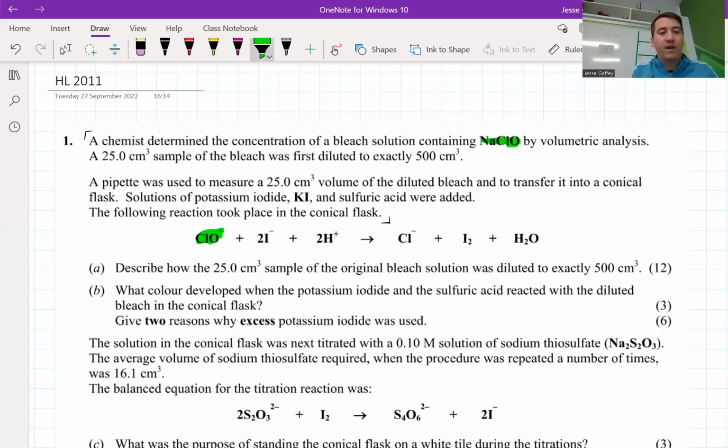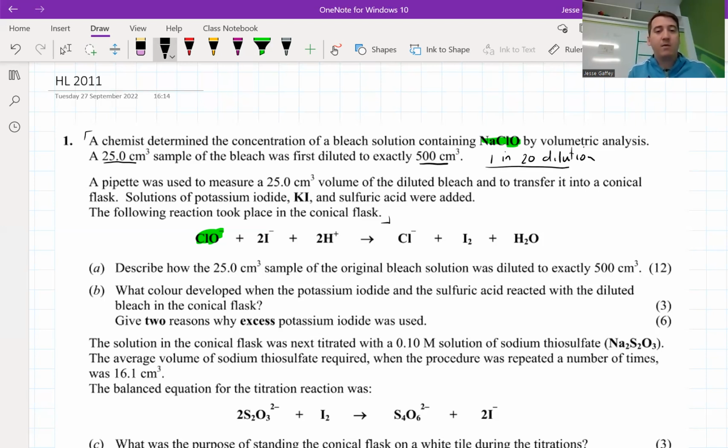It then says a 25 centimeter cubed sample of the bleach was first diluted to exactly 500 cm cubed. So what I want you to think about is what type of dilution is that? What factor is it? 1 in how many? Okay, so pause the video and write that down, please. All right, so this is 25 centimeters cubed diluted to 500. Hopefully you realize, if I dilute it by 1 in 10, that would be 250. And we have twice that volume now. So 25 to 250 will be 1 in 10, so 25 to 500 is 1 in 20. A 1 in 20 dilution. So that is going to be important information later on, and hopefully you were able to see that for yourself.